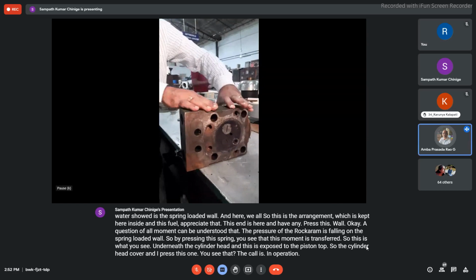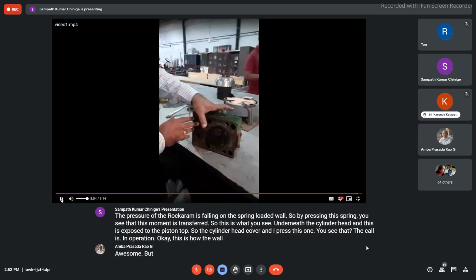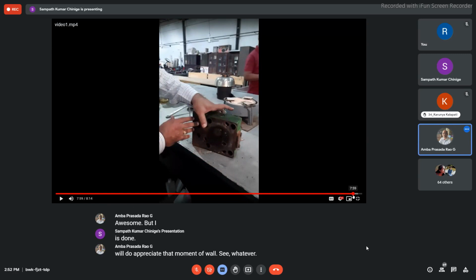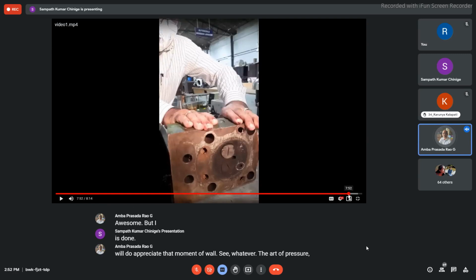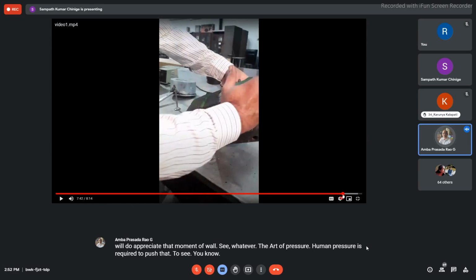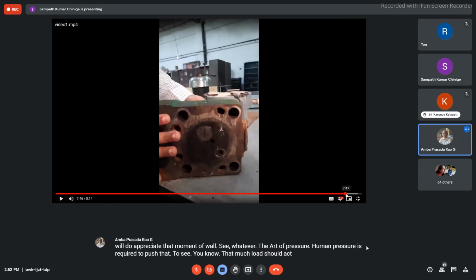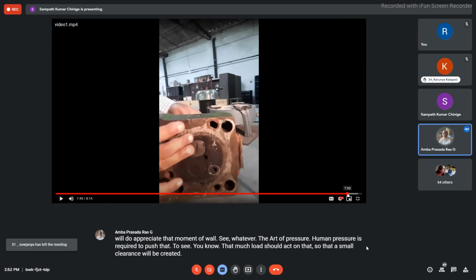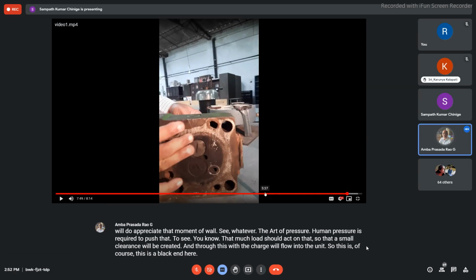This is how the valve actuation is done. Are you able to appreciate that movement of the valve? See, a lot of human pressure is required to push that. That much load should act on it so that a small clearance will be created, and through this the charge will flow into the engine cylinder. This black end obviously signifies that it corresponds to the exhaust, and this corresponds to the intake. Okay.